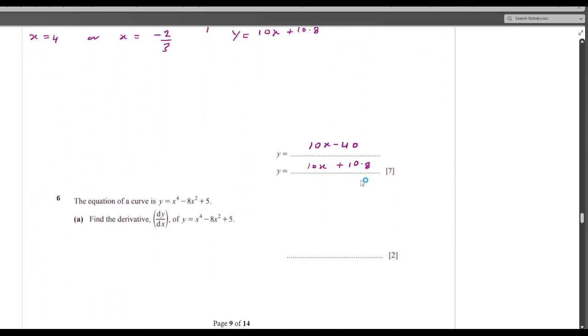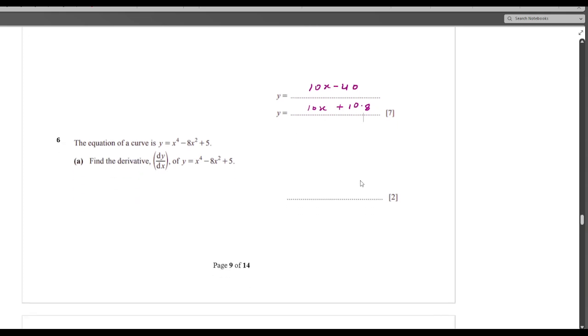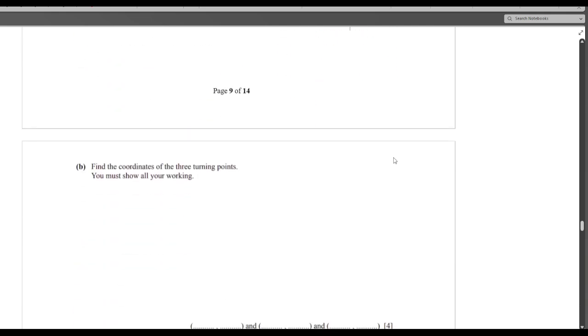Okay, now question number 6. The equation of the curve is y equals x power 4 minus 8x square plus 5. Find the derivative dy by dx. Here, your derivative: x power 4, if you differentiate, is 4x cube. Then minus 8x square, if you differentiate it, is minus 8 times 2, which is 16, times x. So 4x cube minus 16x is your answer.